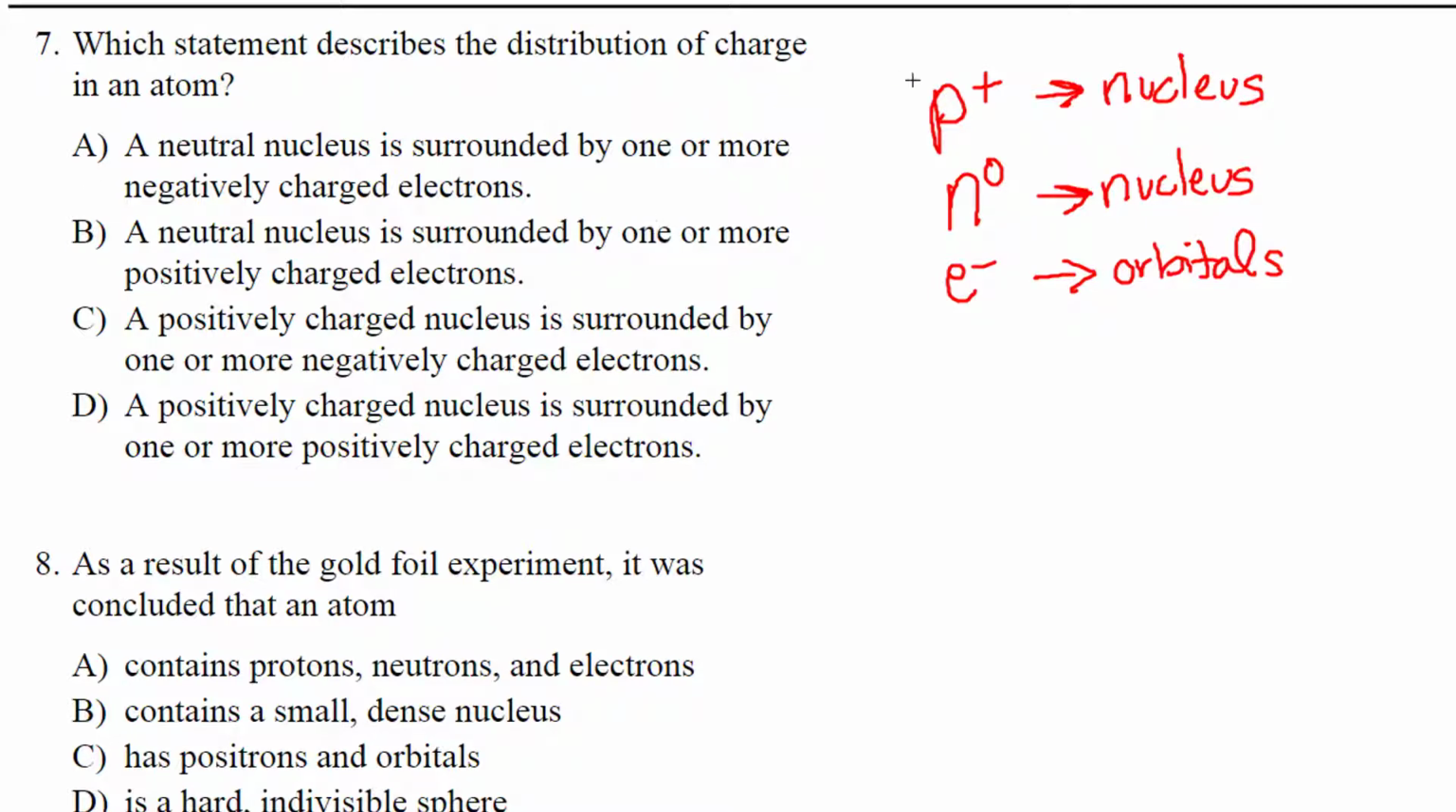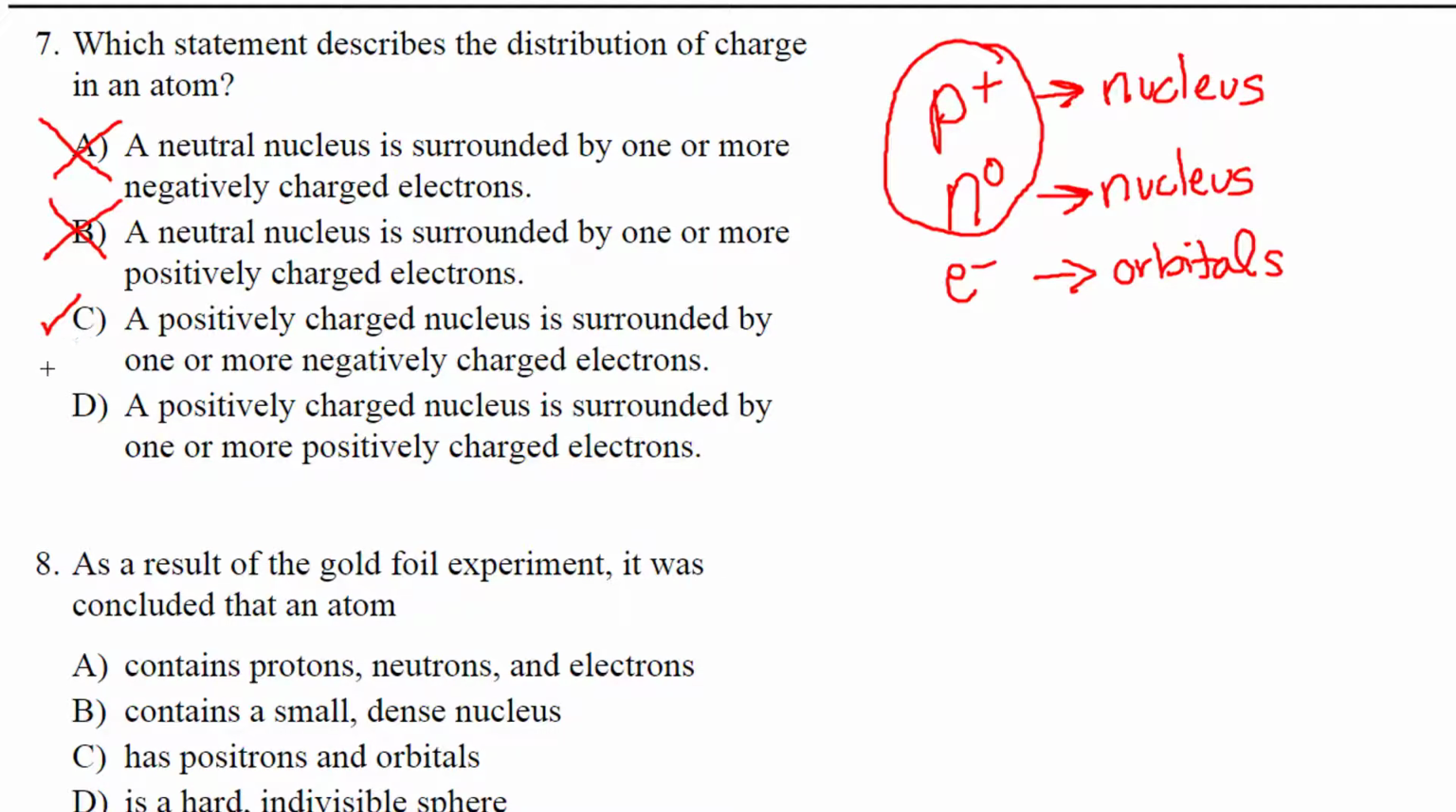Well, we know that protons and neutrons are in the nucleus, and protons are positive and neutrons are neutral. So our nucleus has to be positively charged, and thus we can get rid of choices A and B. Let's look at our last two choices then. Choice C, a positively charged nucleus is surrounded by one or more negatively charged electrons. Well, that could certainly be true because our nucleus is always going to be positive, but D also says the nucleus is positive, so let's go a little further.